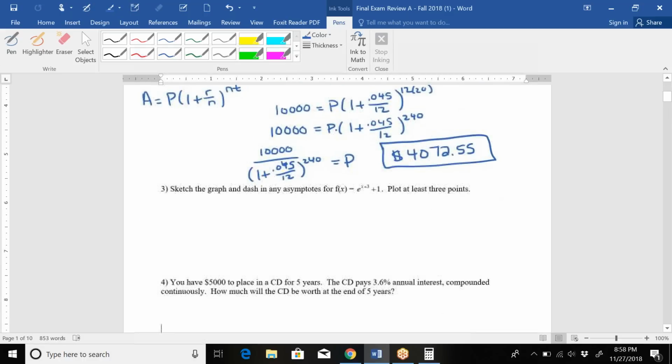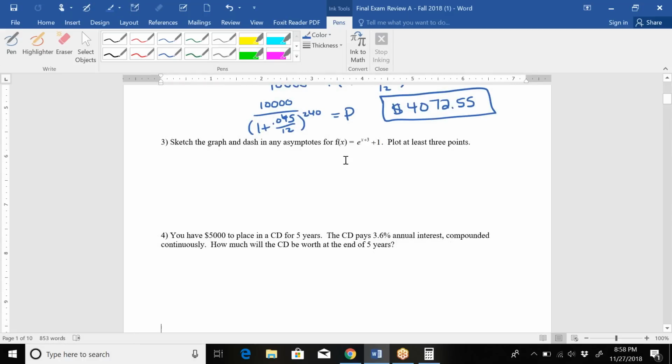Okay, so for number 3, we're going to be sketching this graph and dashing in any asymptotes, and it is an exponential function. The base is e, so we're going to want to use our calculator. So we're going to make us an XY chart. Now, typically, whatever your center value is, you want this to give you an exponent of 0. So since I have an x plus 3 in my exponent, I'm going to adjust the center of my chart to -3 because I always want that first middle exponent to be an e to the 0 exponent when I work this out.